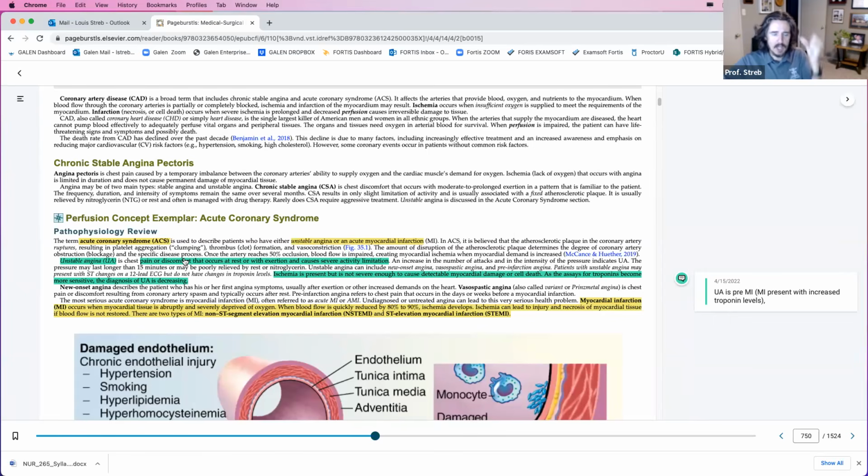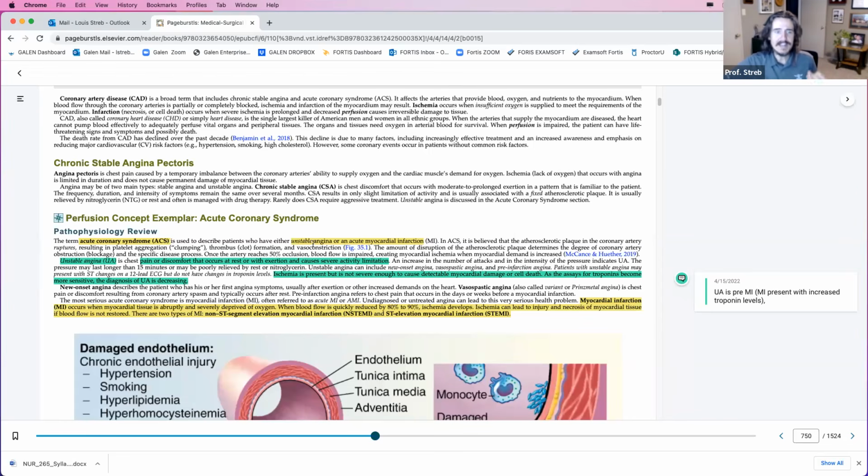Unstable angina is a clogged artery that is preventing blood flow to your myocardial tissue. It is a precursor to a myocardial infarction because ischemia is present in unstable angina, but not severe enough to be detectable by myocardial death. We call that troponins. So yes, you are actively having a heart attack. I swear to you, you are. We just can't pick it up yet. Your troponin levels aren't high enough yet. What are troponins? Troponins are chemicals released by your myocardial tissue when it starts to infarct.